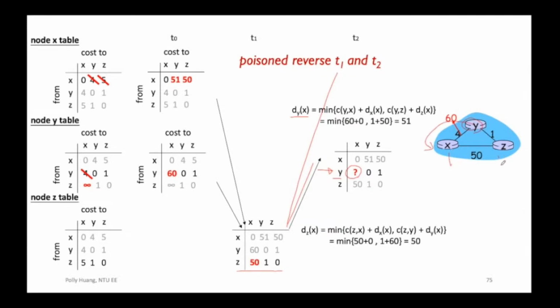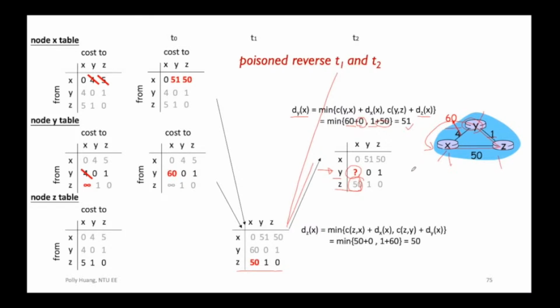Okay, two neighboring nodes, 60 and 1 are the link costs. The zx entry value being 50. So 51 compared to 60, 51 wins. So to go from y to x, now the shortest distance is this path.